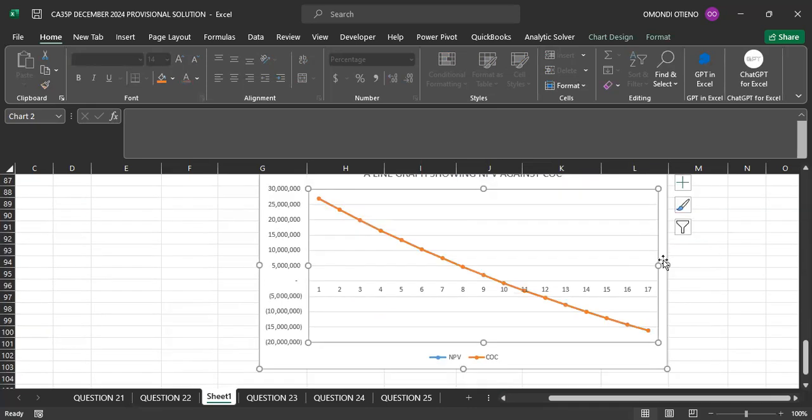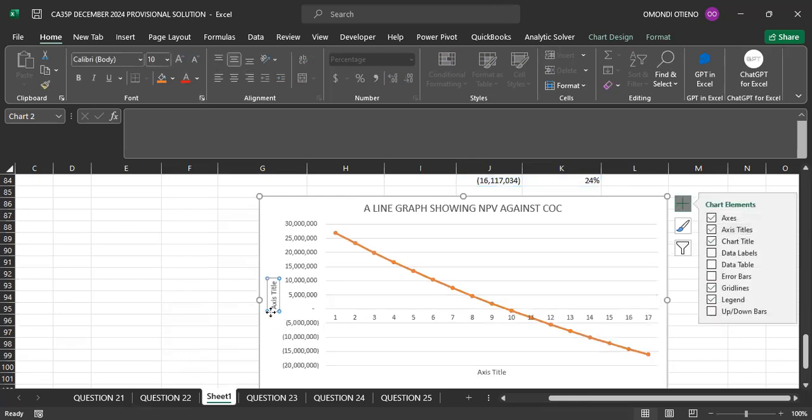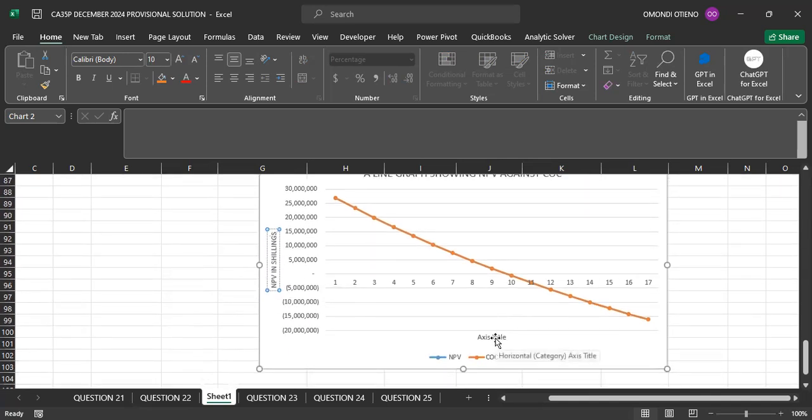And of course, you need to give us the axis labels. So give us the axis titles, whereby this one here, we are going to call it NPV in shillings. Then here we are going to call it cost of capital in percentages. So that is what we have down there.